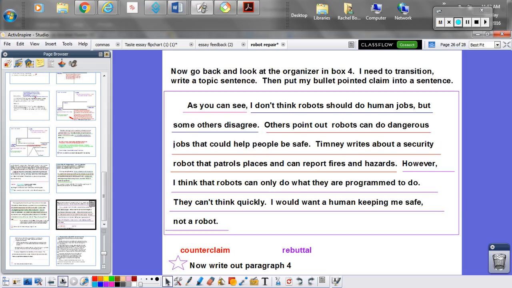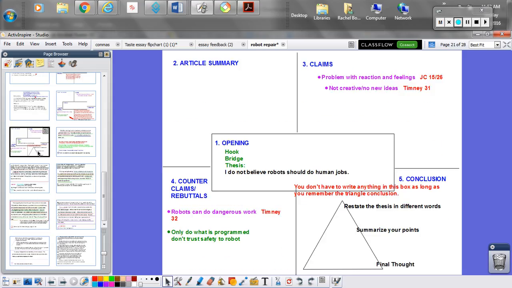Now it's time for me to go to paragraph 4. In my organizer, I know that here I'm going to do my counterclaim and my rebuttal. So I need to transition, do a topic sentence, and make this counterclaim into a sentence.